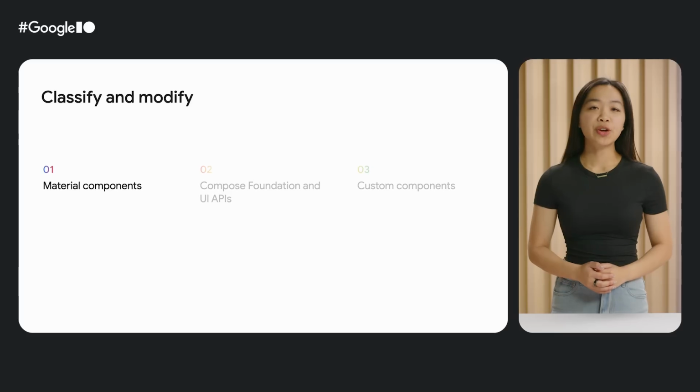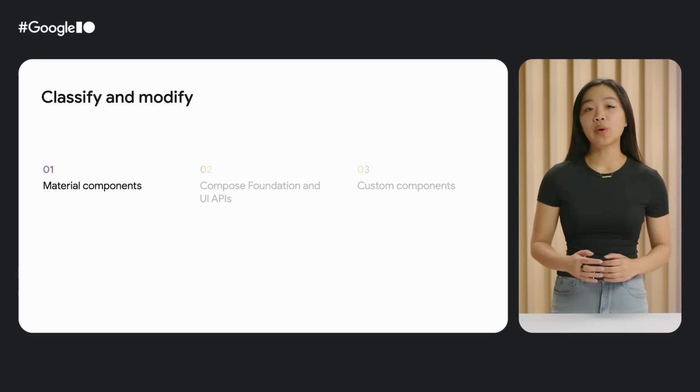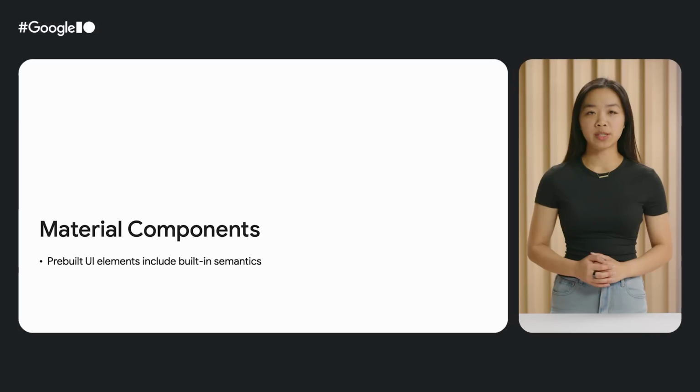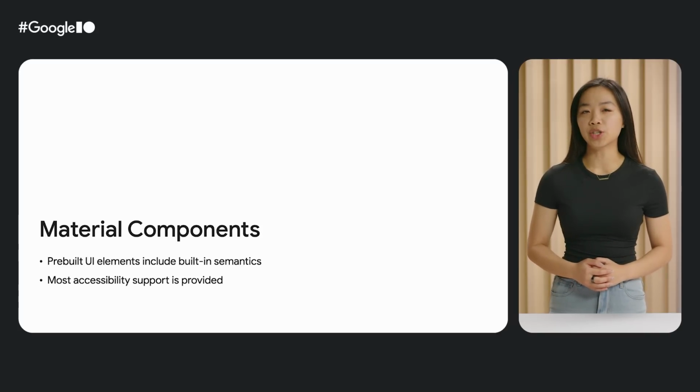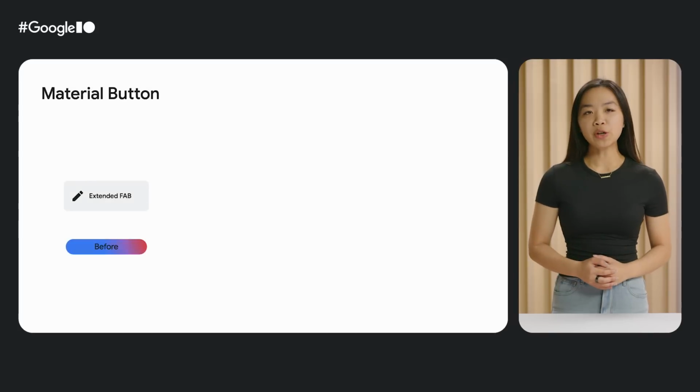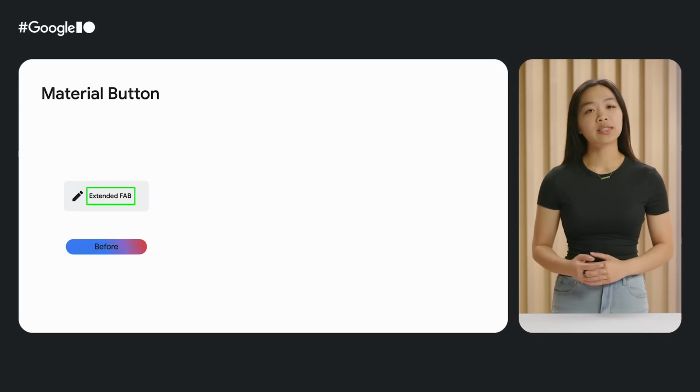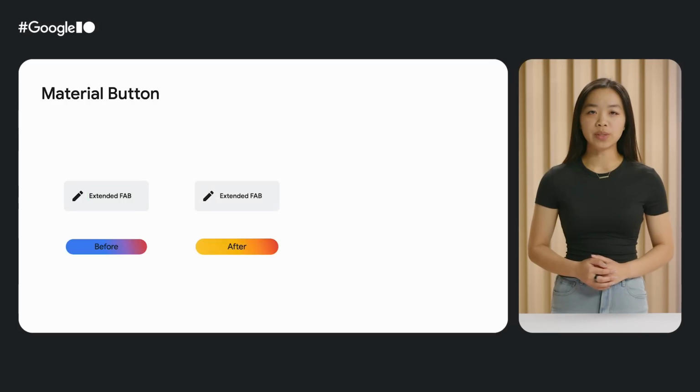Let's look at each category, starting with material components. These pre-built UI elements include built-in semantics that follow their specific role and function, meaning that most accessibility support is provided for you with little or no additional work. For example, a material button might consist of a child icon and some text. Instead of treating the children as individuals, a material button merges its children's semantics by default so that accessibility services can treat them as one entity. Merging is a powerful concept in semantics and widely used, as we'll see later. But in general, material components require little adjustment in order to be more accessible when used for their intended purpose.